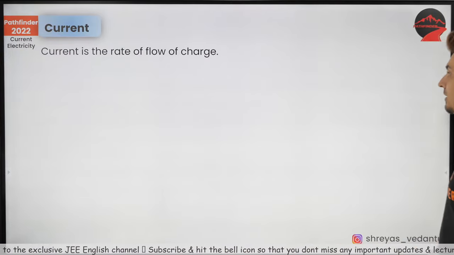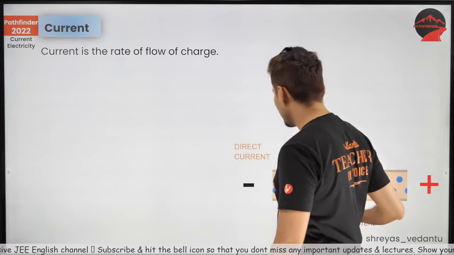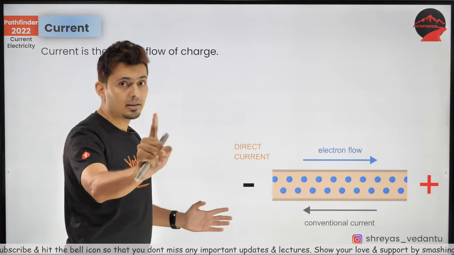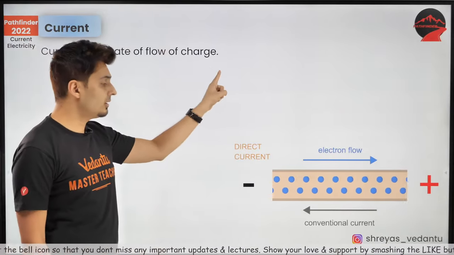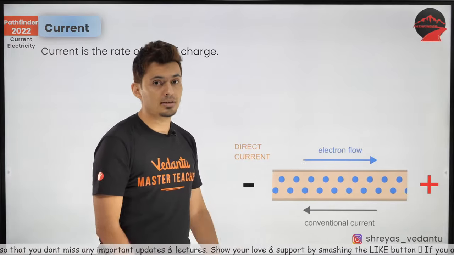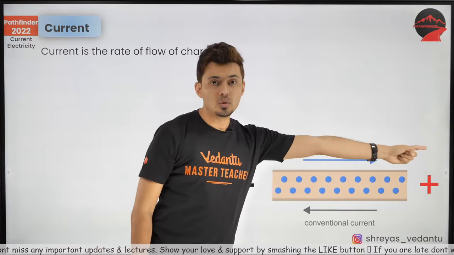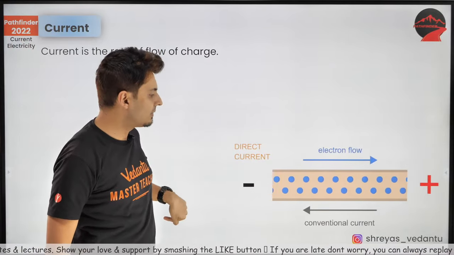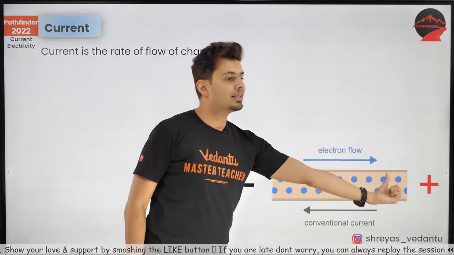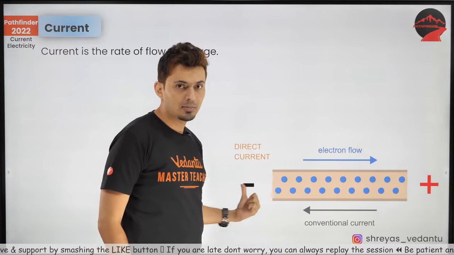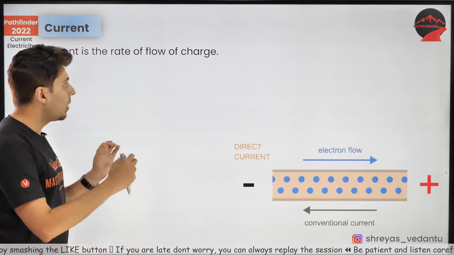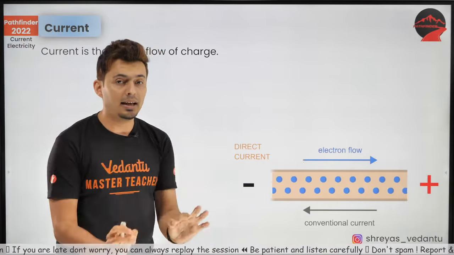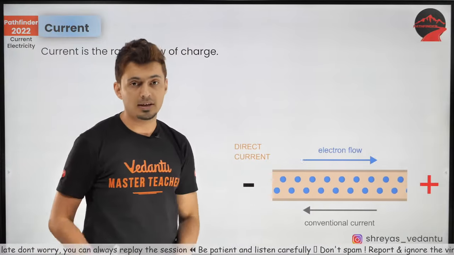So current is nothing but the rate of flow of charge. So whenever charges flow, how much charge flows per unit time is nothing but current. So remember one thing, current's direction is the flow of positive charges. So if electrons go towards your right side, it's equivalent to say positive charges are going towards your left side. So electrons go that side, that means current goes towards your left side. Keep this in mind. Current is the flow of positive charges. The conventional direction of current is the direction of the flow of the positive charges.